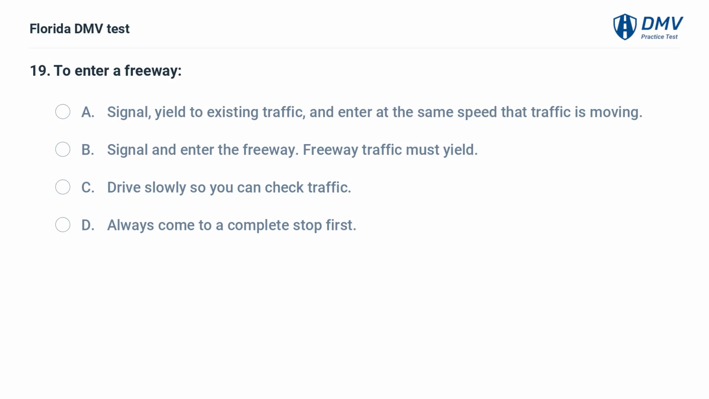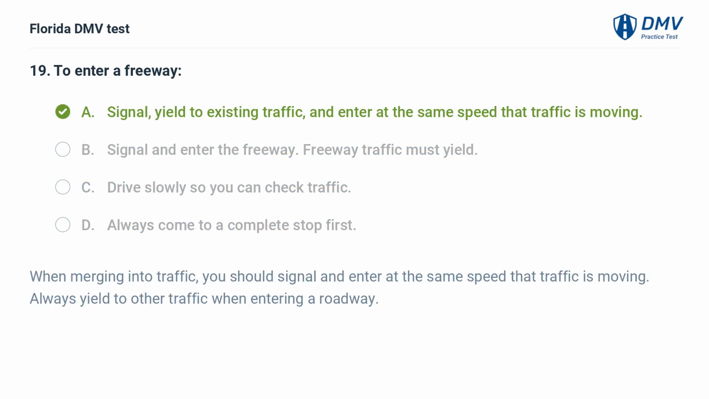To enter a freeway, A. Signal, yield to existing traffic, and enter at the same speed that traffic is moving. B. Signal and enter the freeway. Freeway traffic must yield. C. Drive slowly so you can check traffic. D. Always come to a complete stop first. A. Signal, yield to existing traffic, and enter at the same speed that traffic is moving.